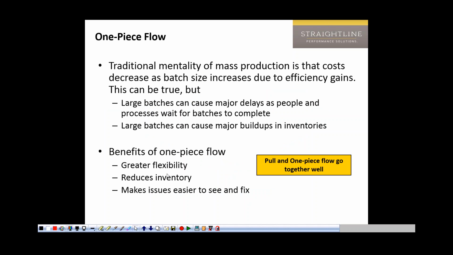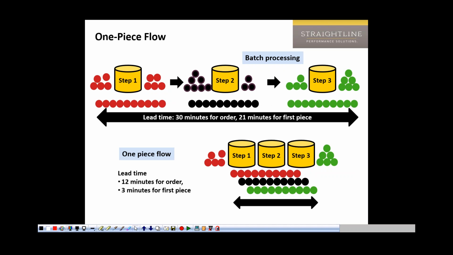Okay, so the first thing is one-piece flow. Again, think of it in terms of McDonald's versus Subway. At McDonald's, we're making a big batch of things. It generally takes a long time to make that batch. Other things are delayed while that batch is finishing. Very often, one-piece flow can solve some of that. One-piece flow means essentially you make one unit at a time. There are some negative things with respect to that as well, but this is sort of the picture.